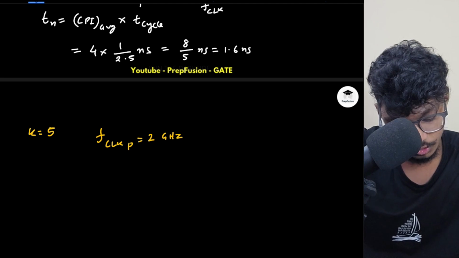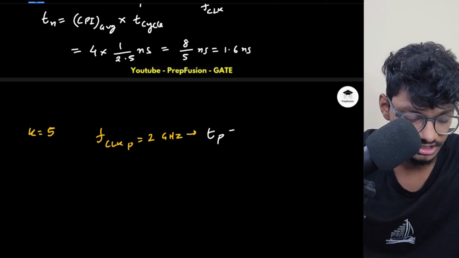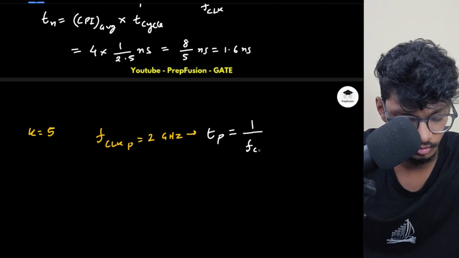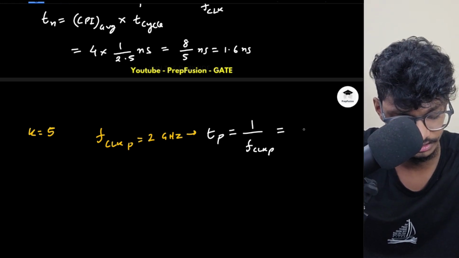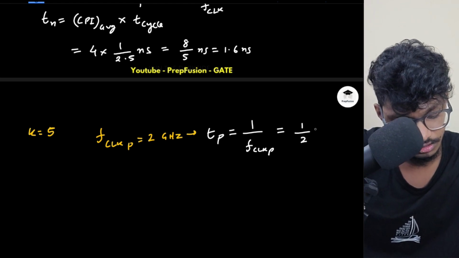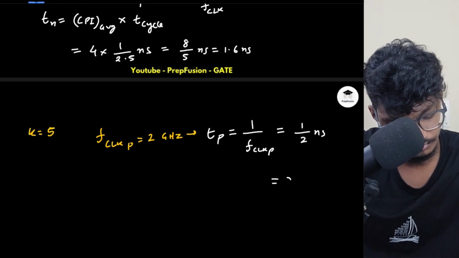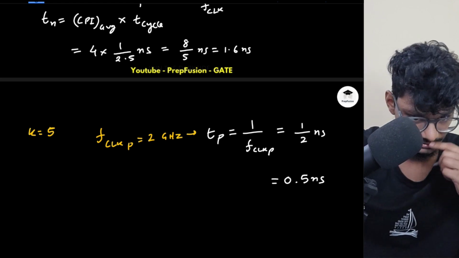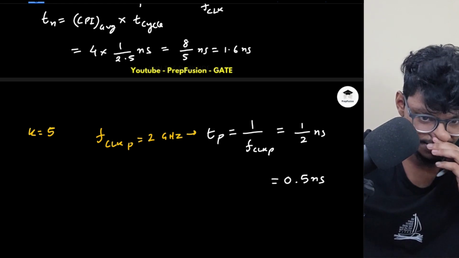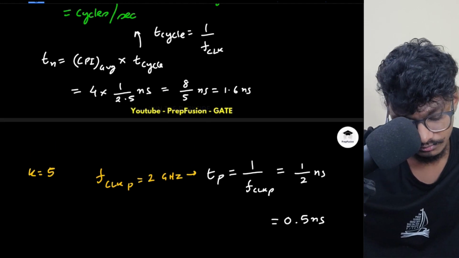From this information, can you tell me what will be the TP cycle time? It will just be 1 by F clock, right? I have already told you why this is like this at the starting of today's lecture. So it will be 1 by 2 nanoseconds, or 0.5 nanoseconds. So that is the case over here. Obviously my TP will change, things will change.